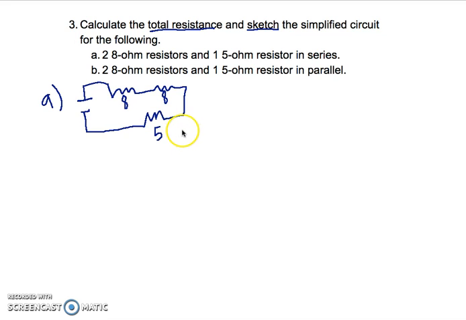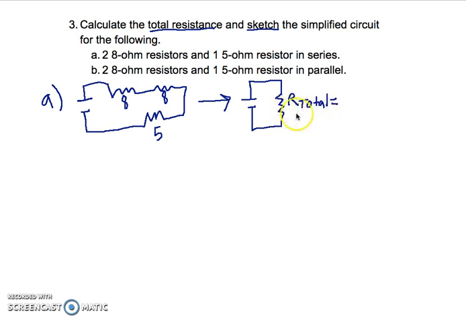So what we really want to figure out is, okay, this is the original circuit. How do we simplify it, or what's going to be the total resistance if we'd like it simplified. So the simplified circuit's going to look like this. Like I said before, it's just going to have one resistor. It's just going to have R total.